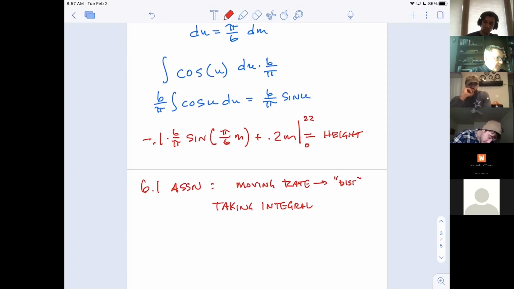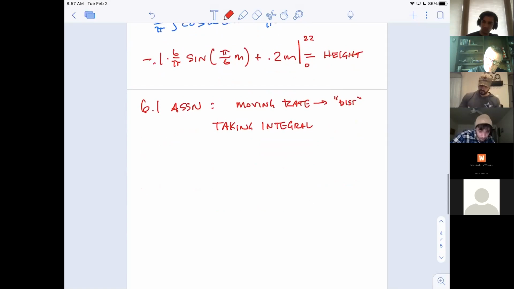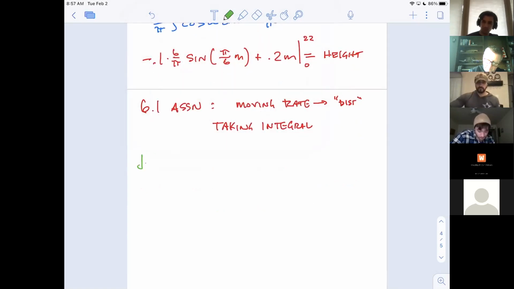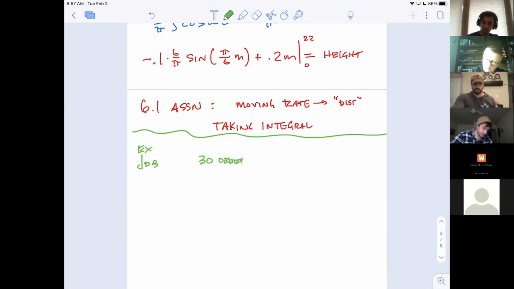Let's do another cool one. So let's say you have a job, and you can fill 30 orders per hour. Do you see how rate is such a fundamental thing in our culture? Like how it shows up all the time. It is not just the speed of a car.